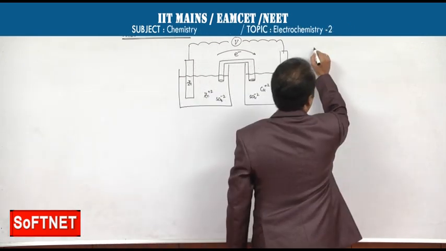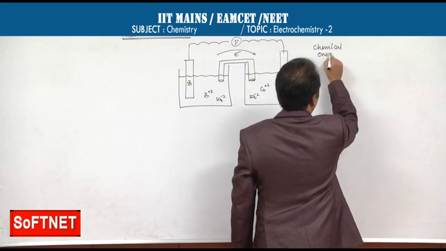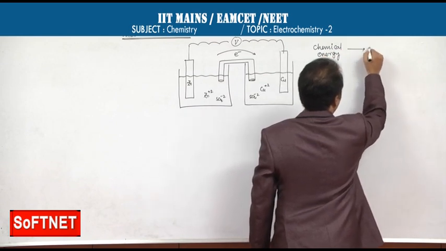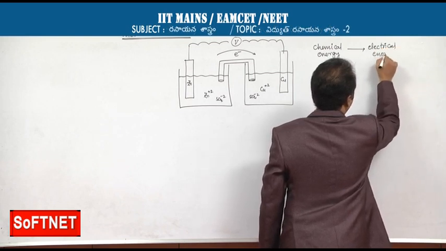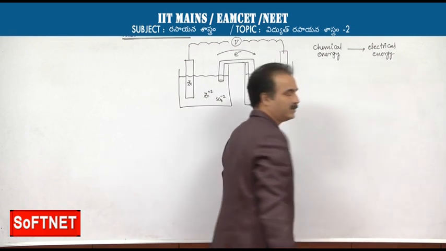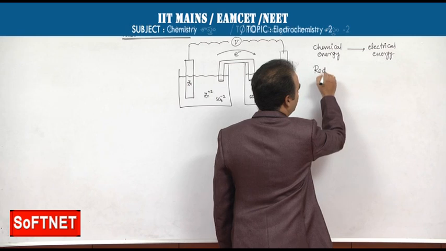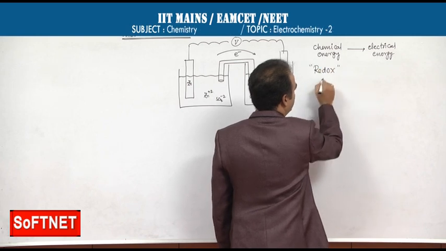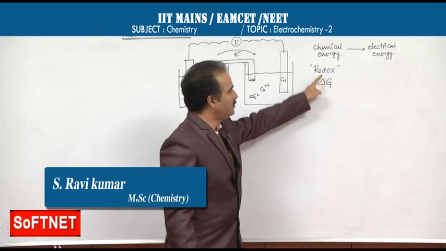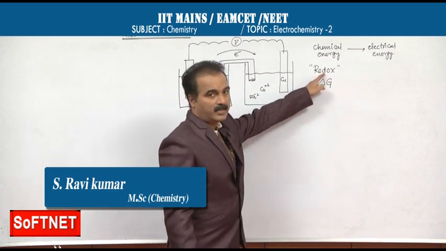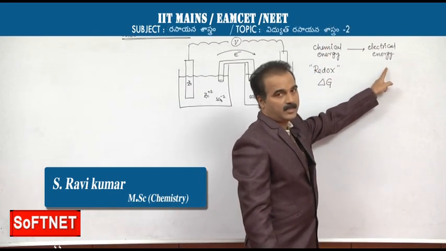In any electrochemical cell, chemical energy involved in the reaction converts into electrical energy. The chemical energy involved in a redox change is nothing but free energy change. This free energy change involved in the redox reaction, that is called chemical energy, converts into electrical energy.